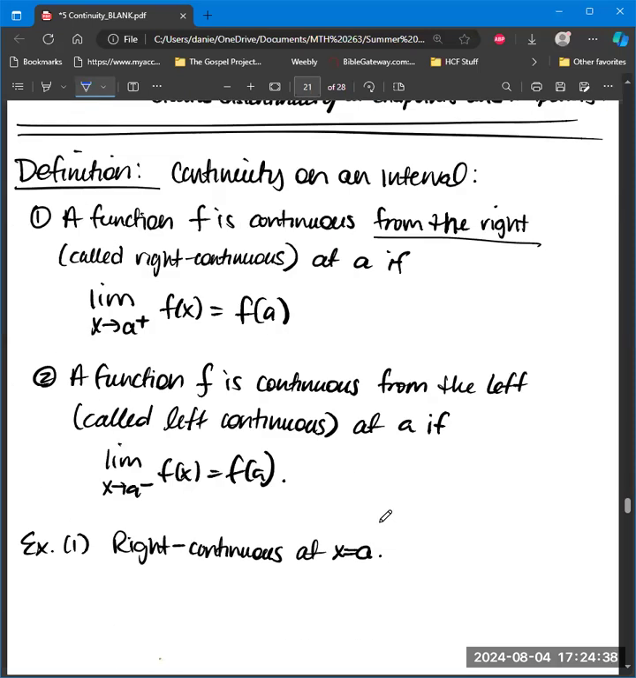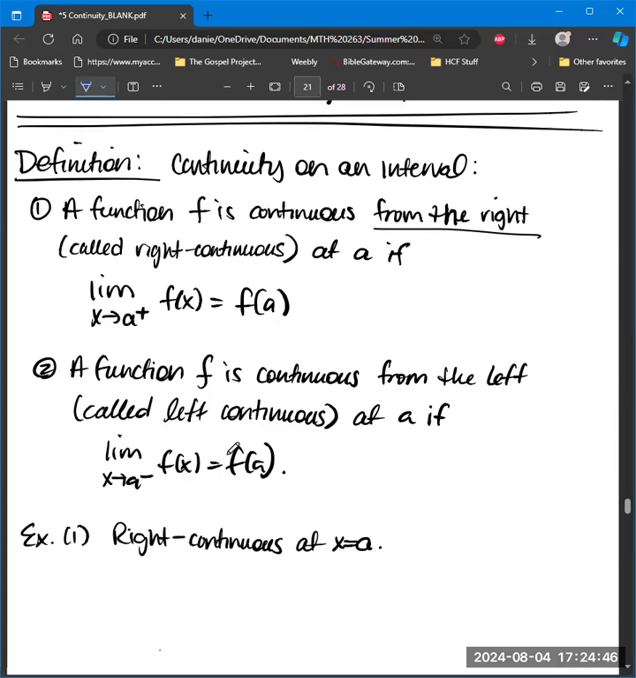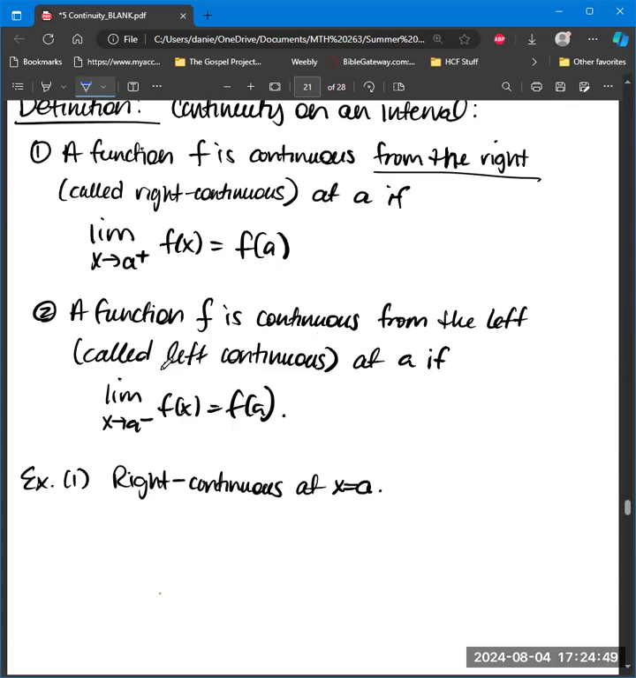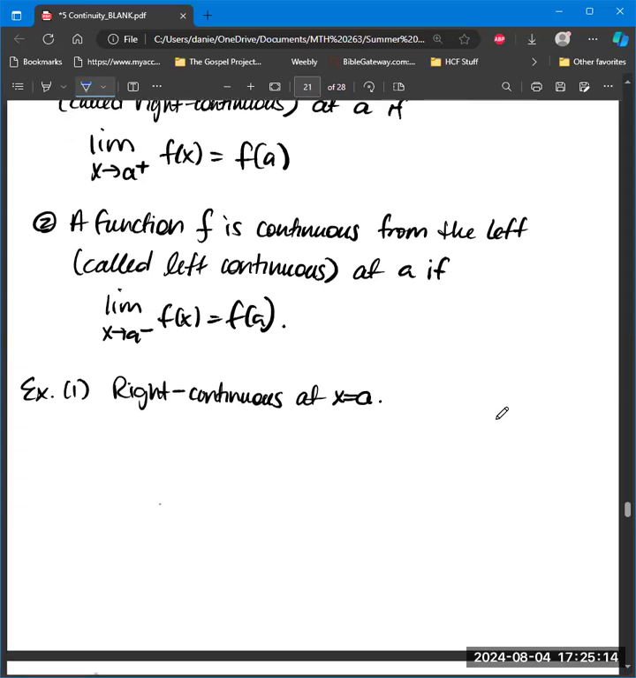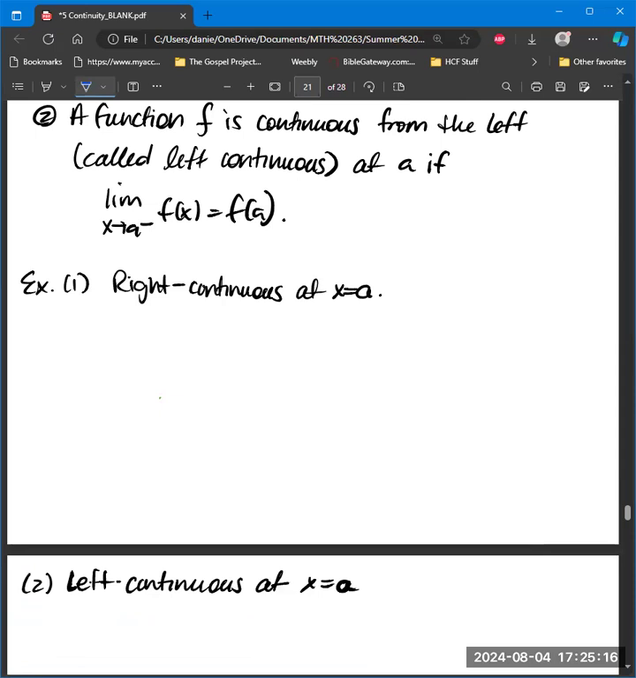Continuity on an interval. A function f is continuous from the right, called right continuous at a, if the limit of f of x as x approaches a from the right equals f of a. A function f is continuous from the left, called left continuous at a, if the limit of f of x as x approaches a from the left is equal to f of a. This right continuity, left continuity is where some books talk about the square root function being continuous at 0. So you can talk about the square root function being right continuous at x equals a.